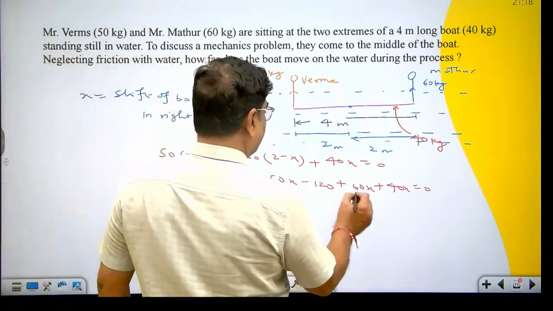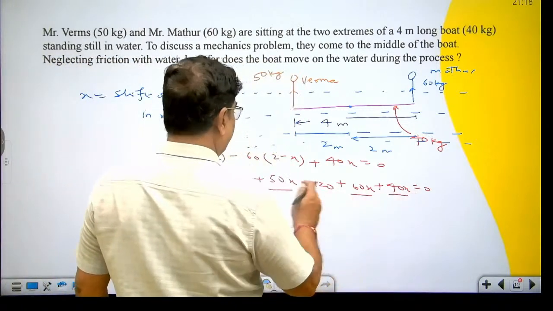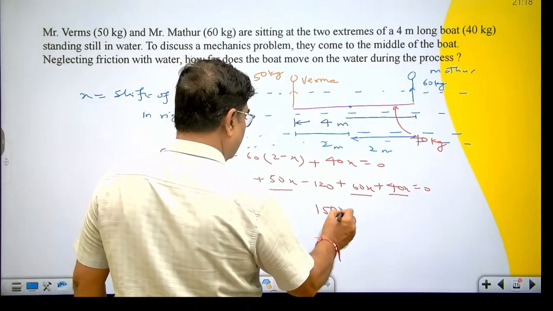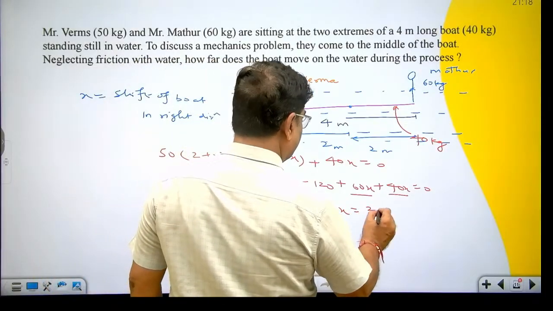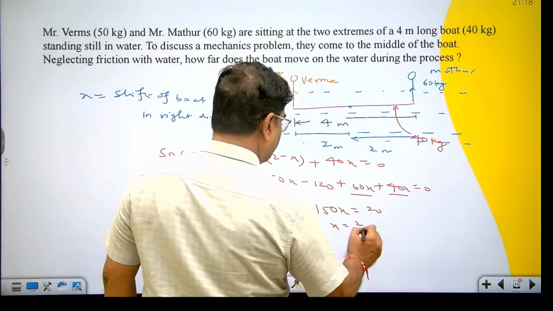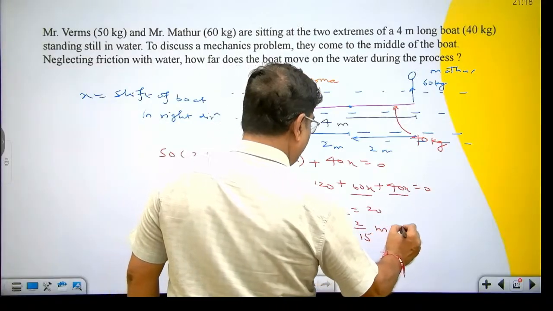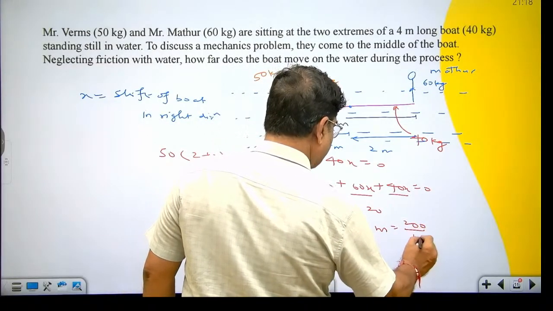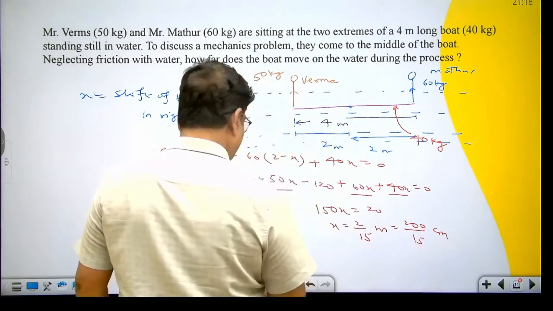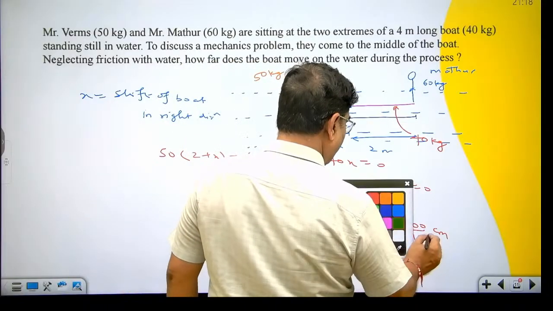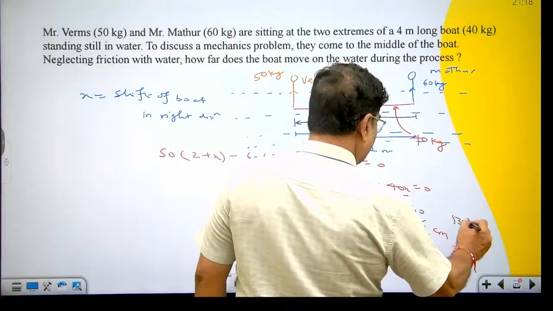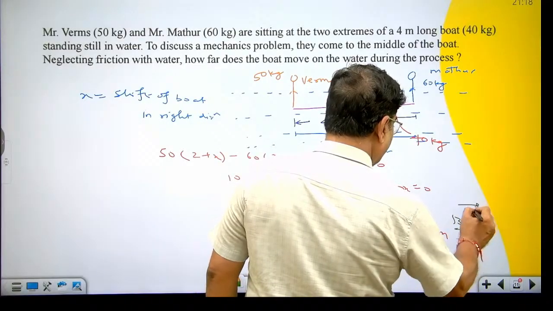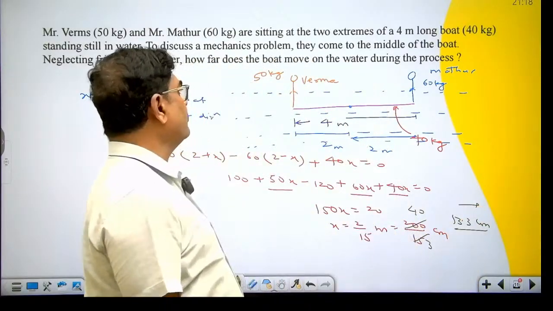Okay. Now we can easily find the value. This is 50x, this is 60x, this is 40x, so 150x. This is 100 minus 120, which is minus 20. So x is 2 upon 15 meter. Means 200 upon 15 centimeter. If we cancel by 5, we will get 40 upon 3, that is approximately 13.3 centimeter in the forward, plus x direction. This is the answer to the question. Okay.